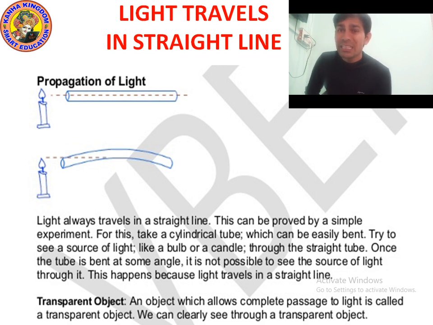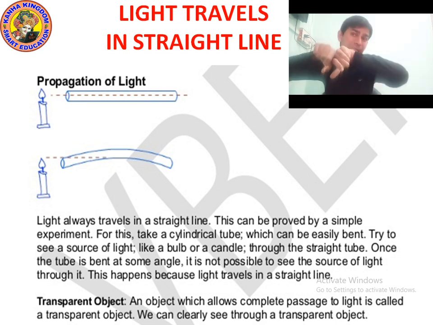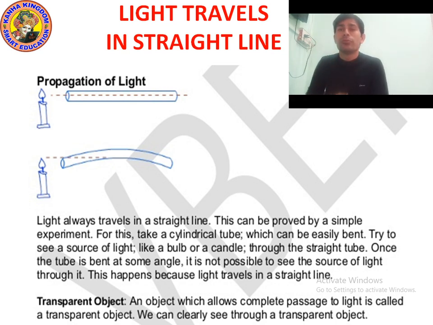Pipe should be such kind of pipe you will have to take, so that it can be bent easily and that you can again make straight. Such kind of pipe you will take. So you will take a candle and light the candle with a matchstick. Put the candle on the table.